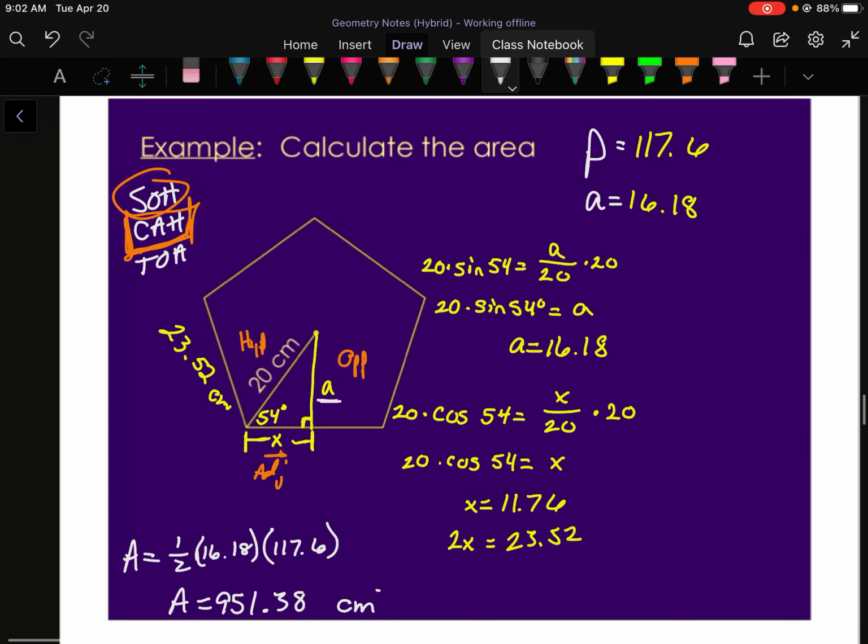951.38 centimeters squared. So a lot of work, but we'll be spending a couple days on this, basically a whole week on doing problems like this. But that takes care of section 9.4.